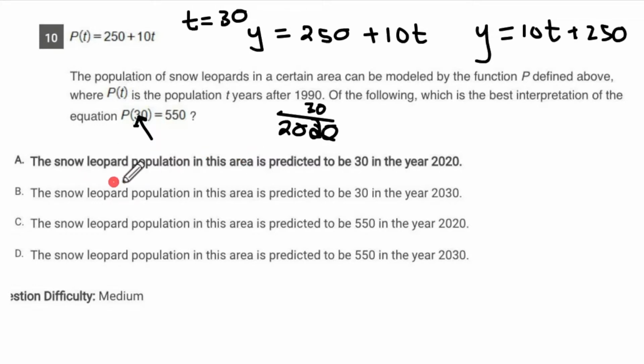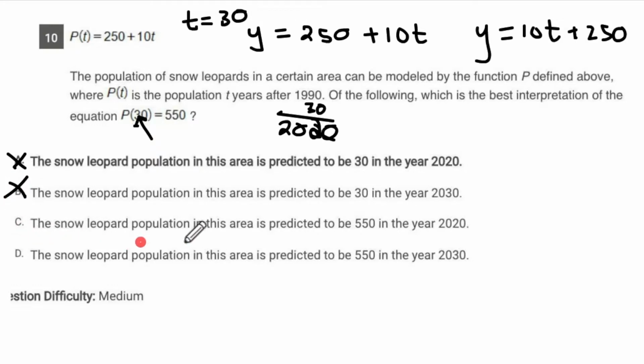So the first one: the snow leopard population in the area is predicted to be 30 in the year 2020. Well, no, the population is not going to be 30, right? After 30 years, it's going to be 550. So this is a no. The snow leopard population in this area is predicted to be 30 in the year 2030. Again, it's not. It's 30 years after.